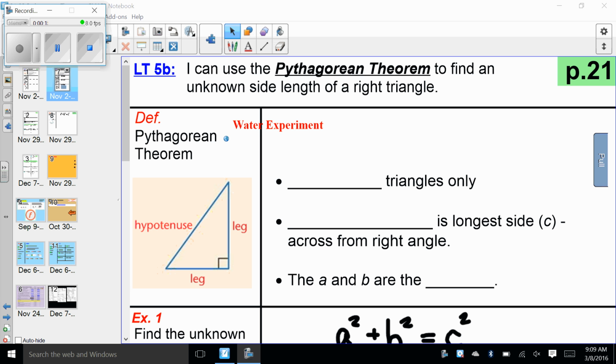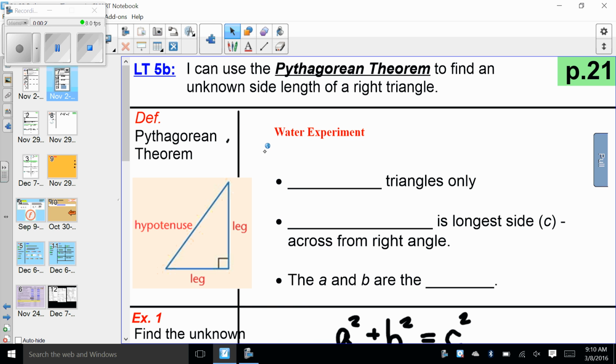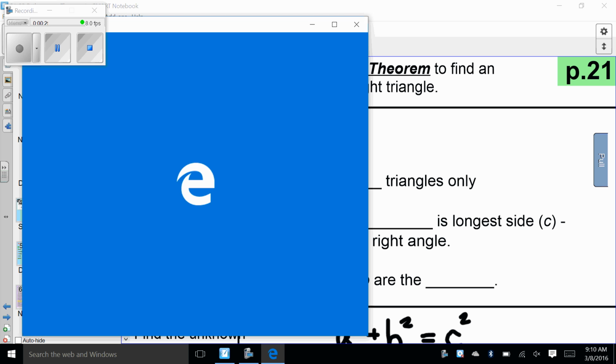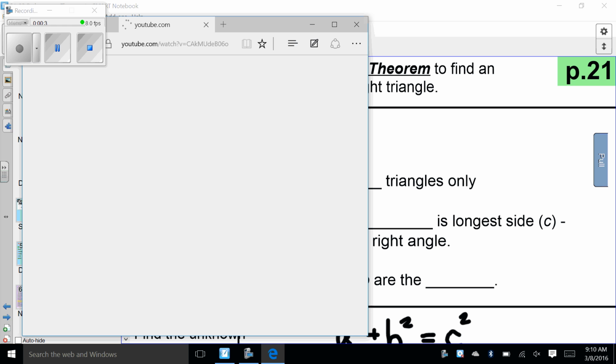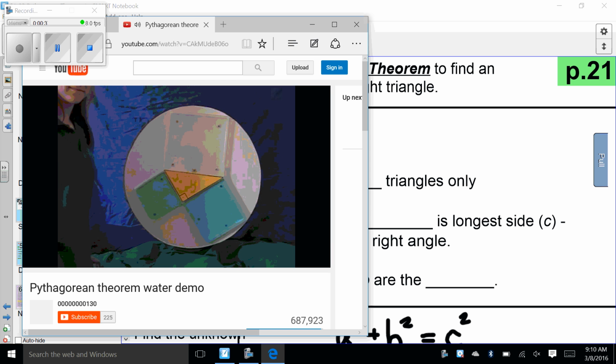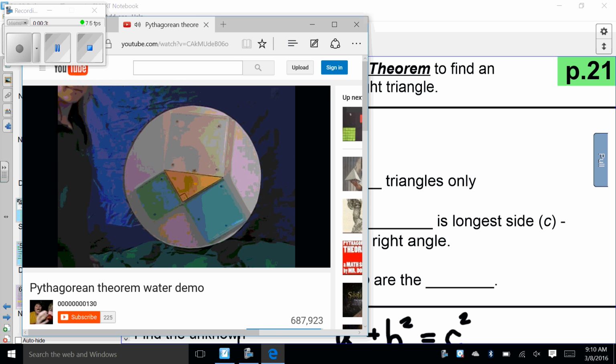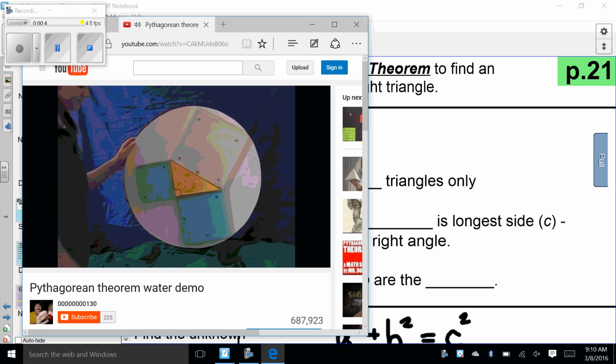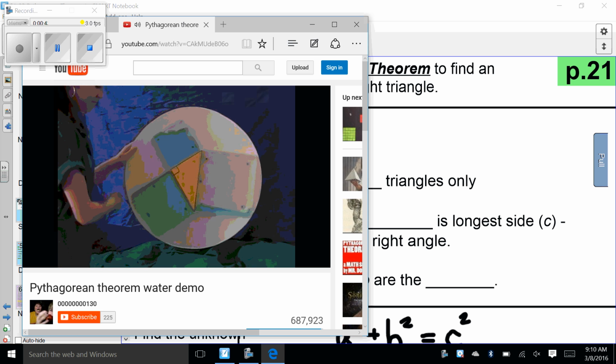So we're going to start by watching kind of this little water experiment. Let's take a look at this water experiment. Everybody just sit back and watch. If I can get the link to work here. There we go. So what it's showing you here is kind of how the Pythagorean theorem works: a squared plus b squared equals c squared when you square the sides. There isn't any audio needed for this, you're just watching.